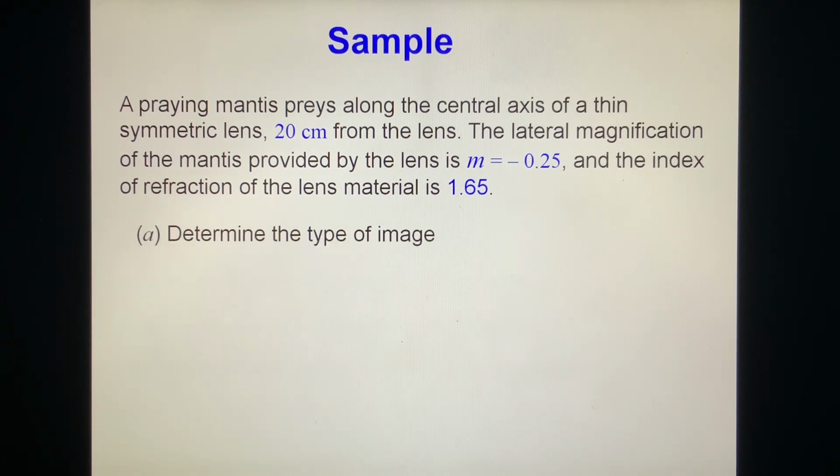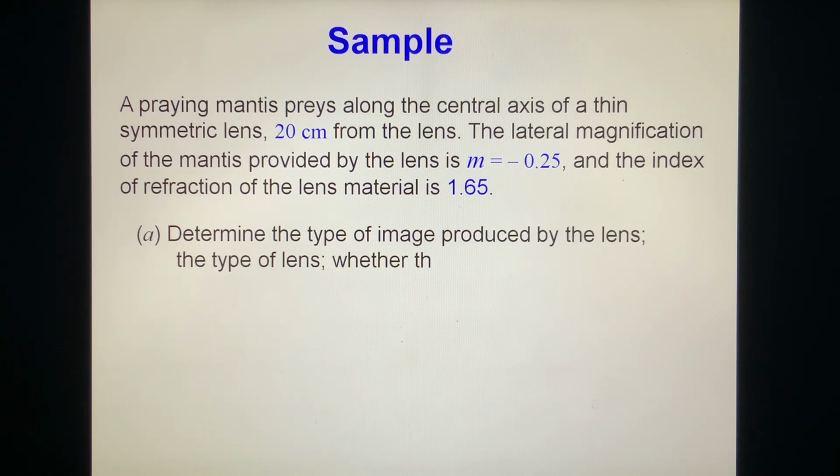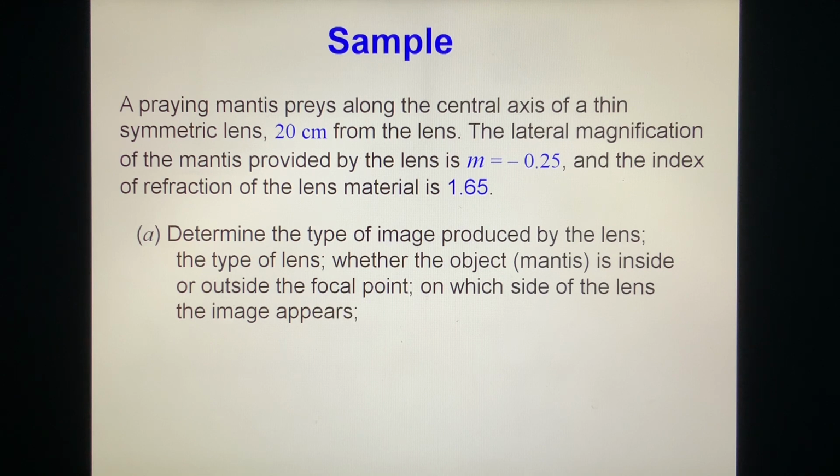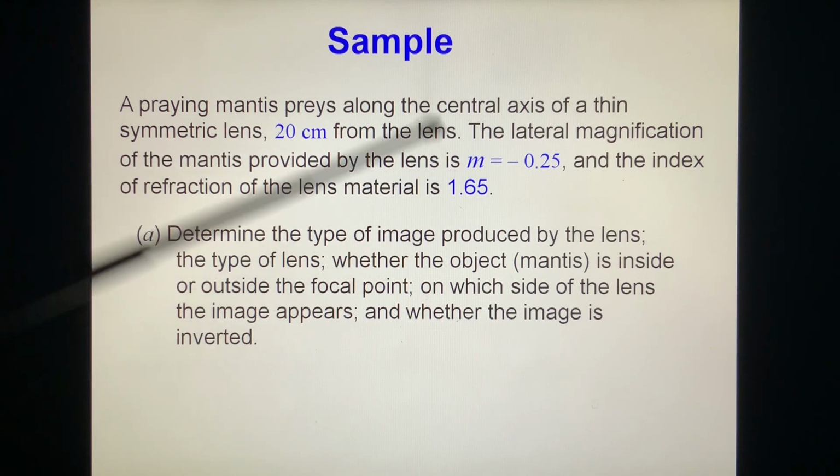Question A. Determine the type of lens, whether the object mantis is inside or outside the focal point, on which side of the lens the image appears, and whether the image is inverted. A lot of questions, and they only give you 3 data. You have to judge from these 3 data.